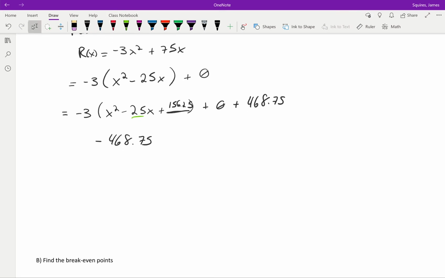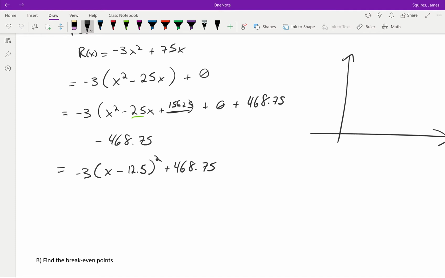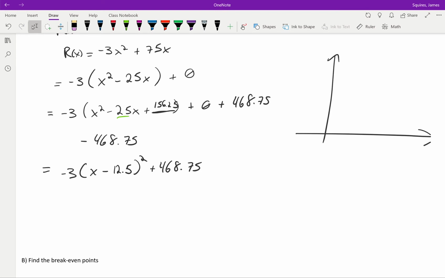Alright, so this will equal minus 3 times x minus 12.5 squared plus 468.75. So if we wanted to plot that, we would have our h value equals 12.5, and our y value for our vertex is 468.75.